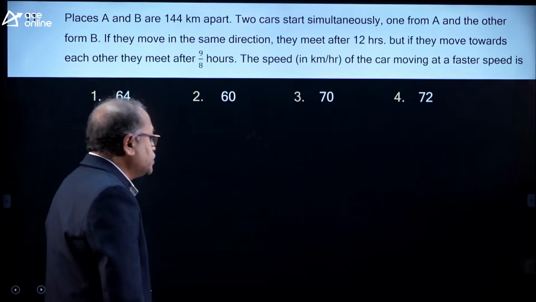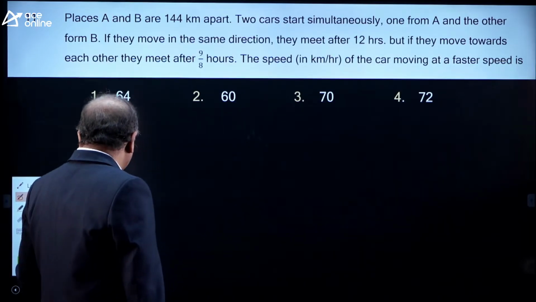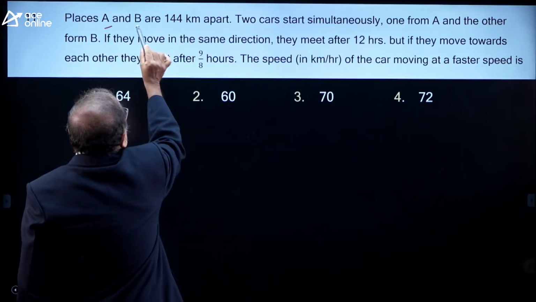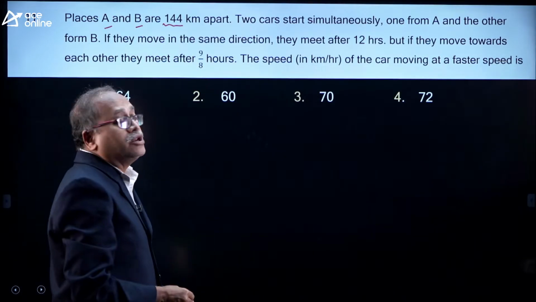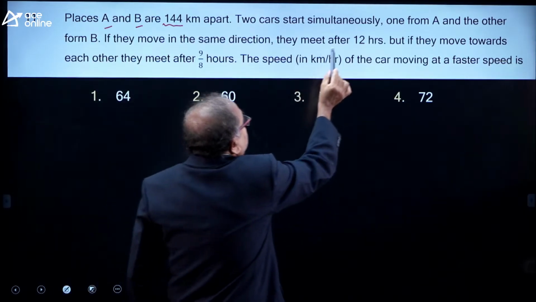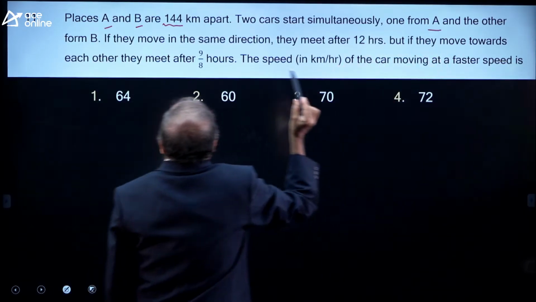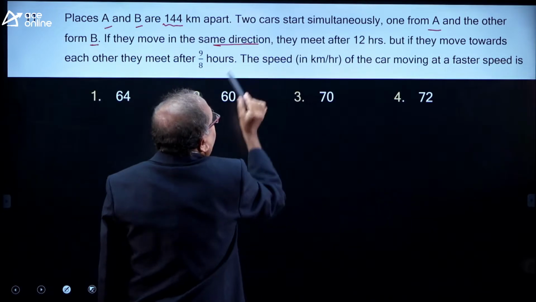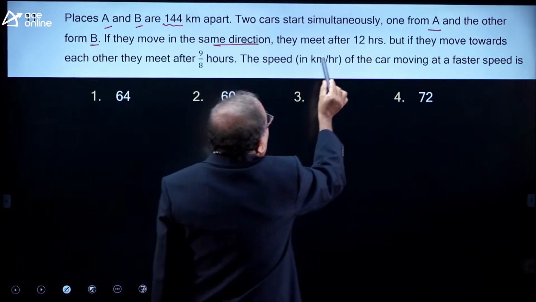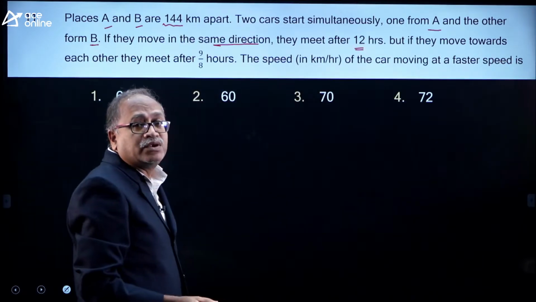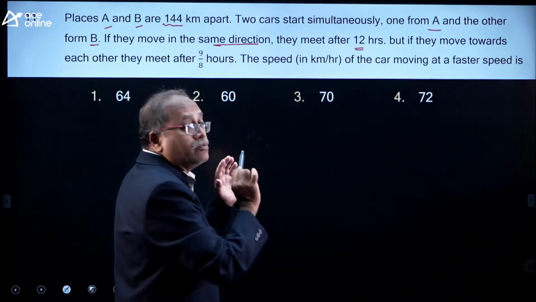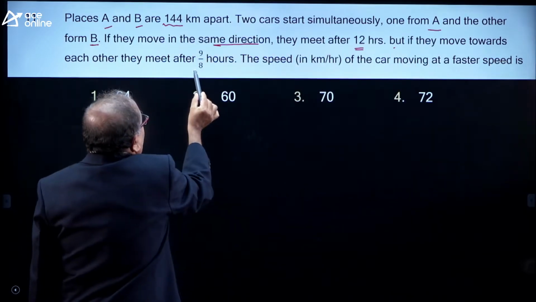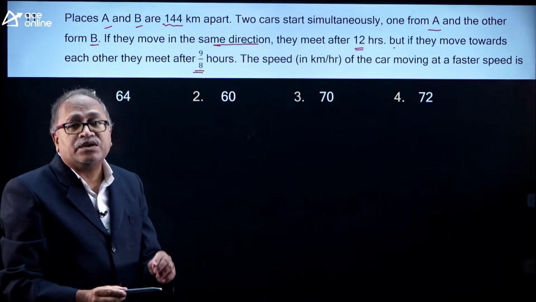and the next question is this. Interesting question, previous year question, sir. Now, look at this one. The places A and B are 144 kilometers apart. The two cars start simultaneously, one from A and the other from B. If they move in the same direction, they meet after 12 hours. But if they are moving towards each other, then they take 9 by 8 hours to meet each other.